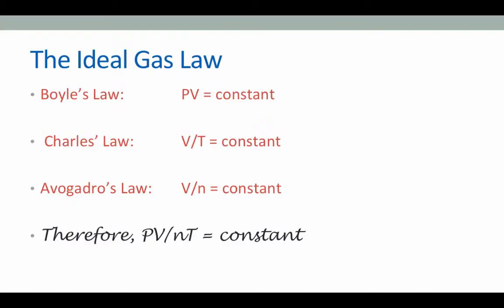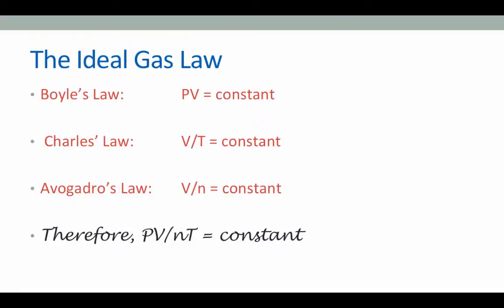So if we render these expressions down to mathematical statements, we can say that the inverse relationship that Boyle saw between pressure and volume would be the expression of pressure times volume is equal to some sort of constant. In Charles' law, because volume and temperature are directly related, we can say that the ratio of volume over temperature is also equal to a constant.